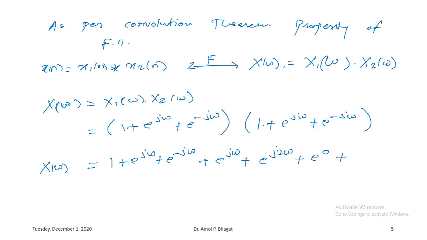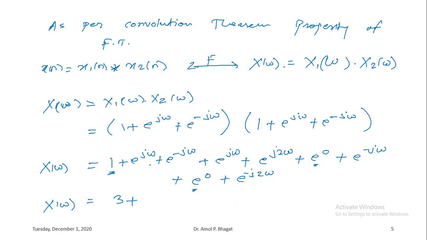Plus again e to the power minus j omega multiplied by this bracket, so e to the power minus j omega plus again e to the power minus j omega, e to the power j omega, so e to the power 0 will be there, right? Plus e to the power minus j2 omega will be there, right? So if you identify the sum of this particular equation, e to the power 0 will be 1, so 1 plus 1 plus 1 will be 3, right?